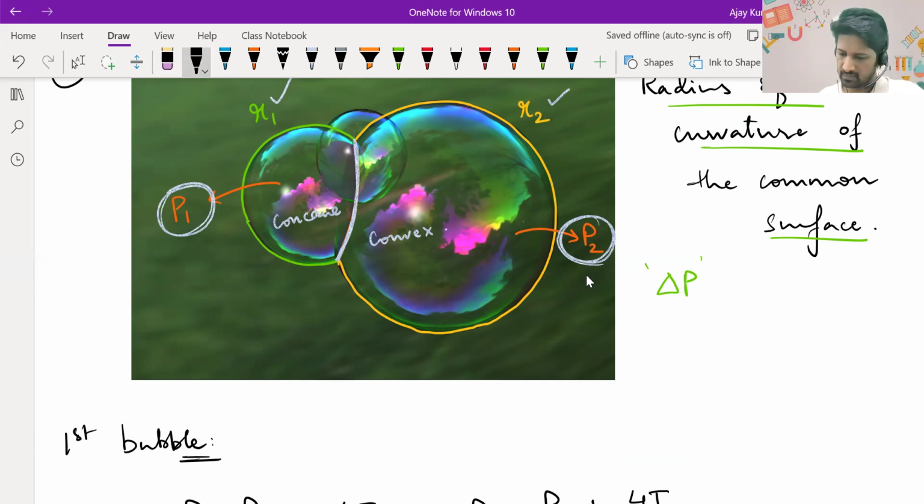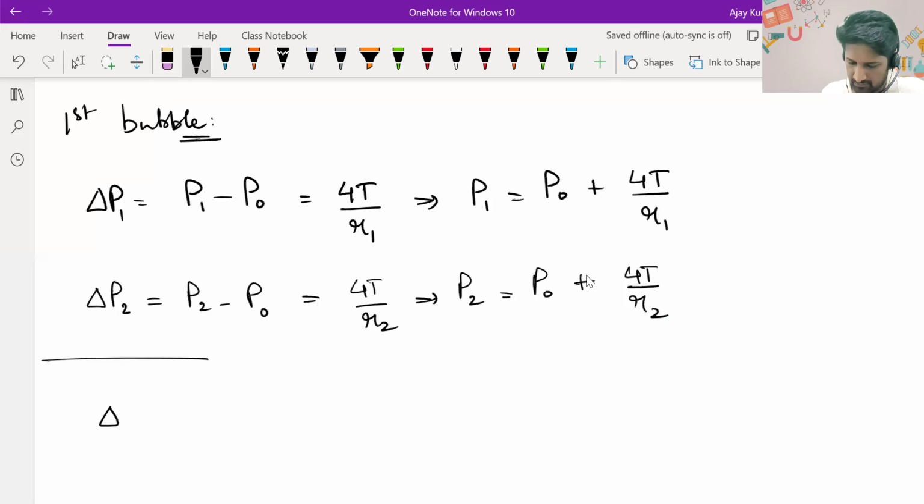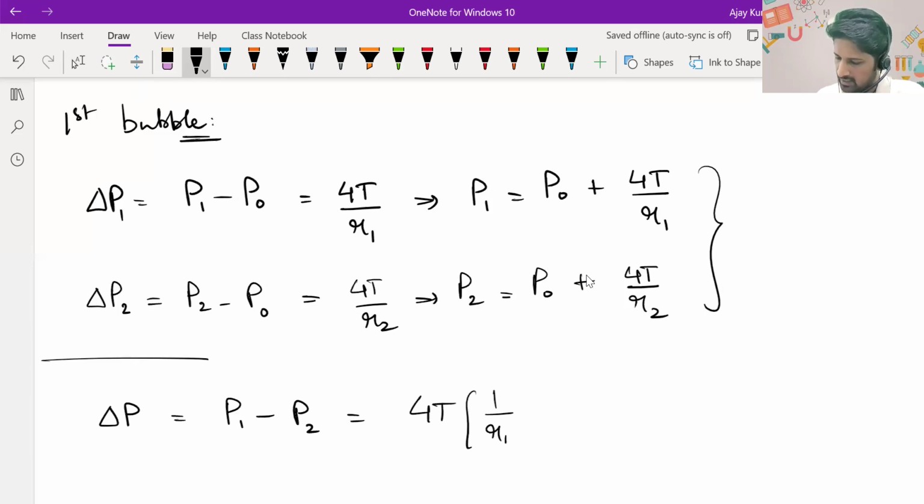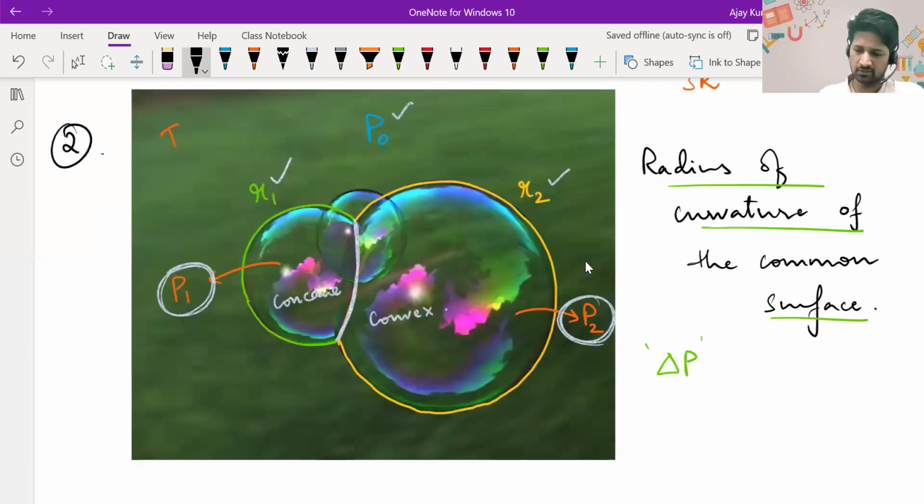So to find radius of curvature of the common surface, we need excess pressure across it, which is P1 minus P2. And if you subtract these two, you'll be left with 4T into 1 by R1 minus 1 by R2. That's the excess pressure across the common surface. Now the common surface also, that layer that I have highlighted in white, has two surfaces. I've been calling it a common surface, but I should have called it a common layer between the two bubbles. It has air on the left side, it has air on the right side also. So there are two surfaces to it.